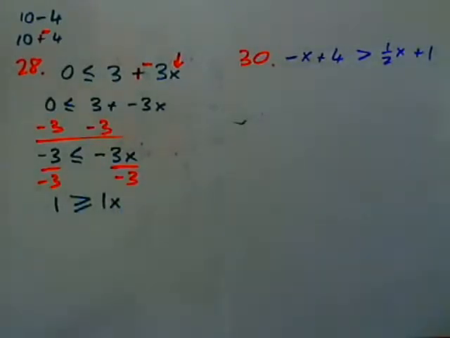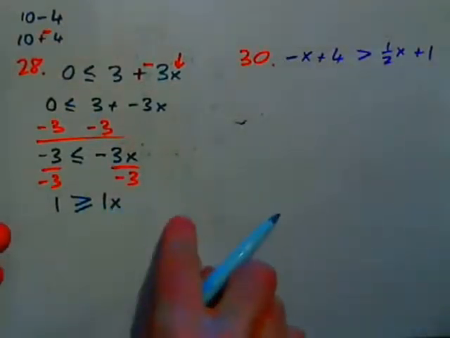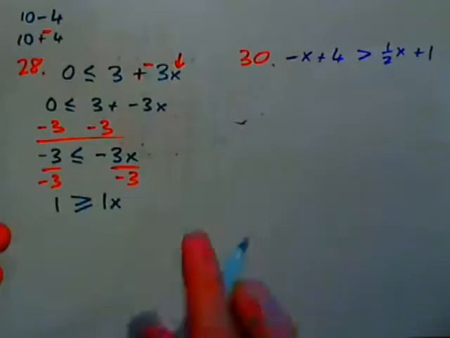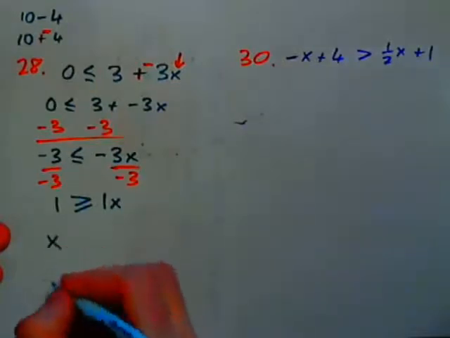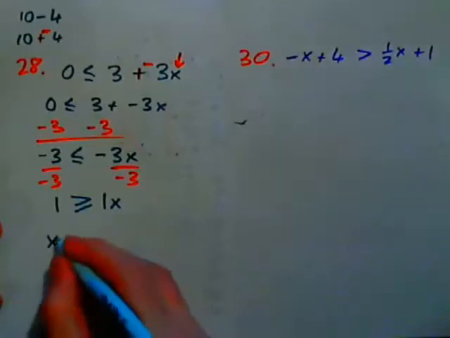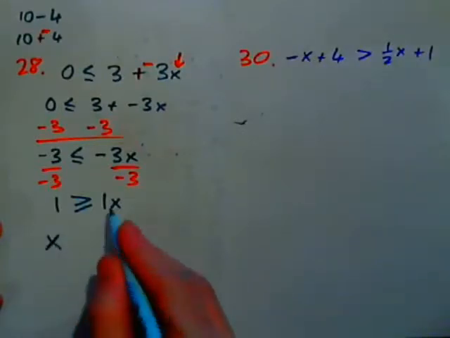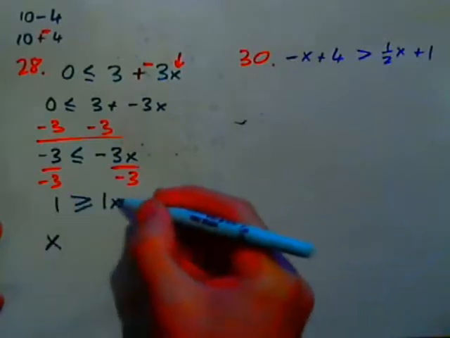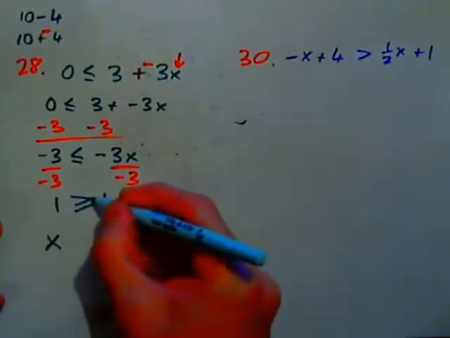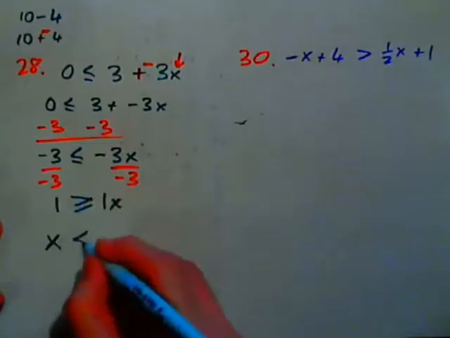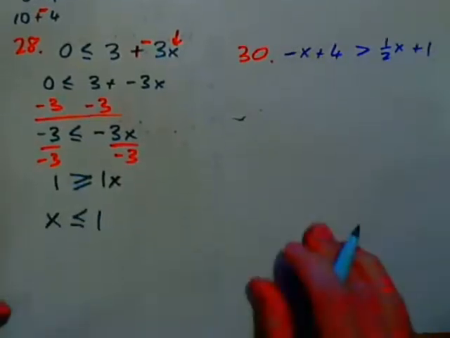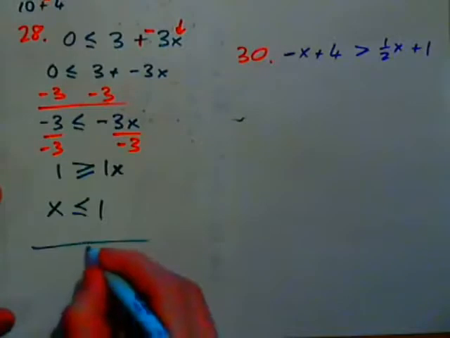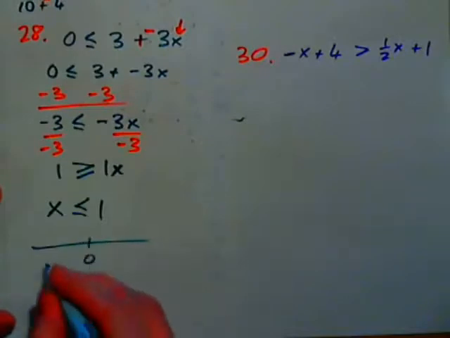Now, do you think you leave your answer like that, or do you think you need to put the x on the left-hand side? Because we always read from left to right, don't we? You do need to put your x on the left. Reading in this direction, x is less than or equal to 1, okay? And then do your line graph and your interval.